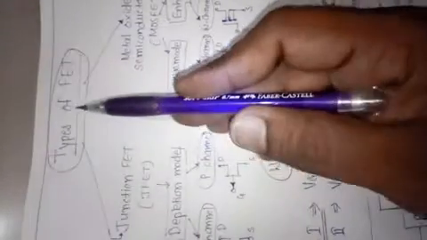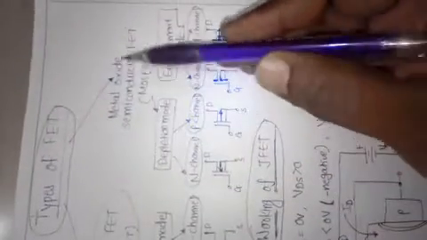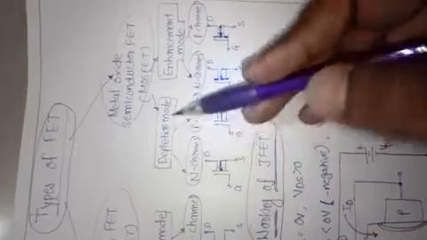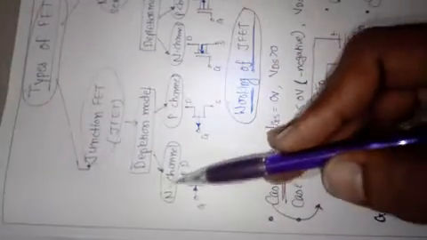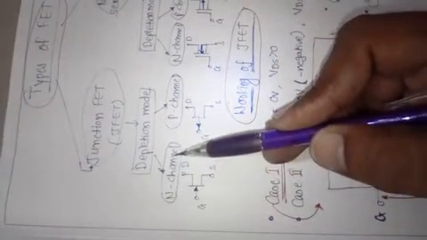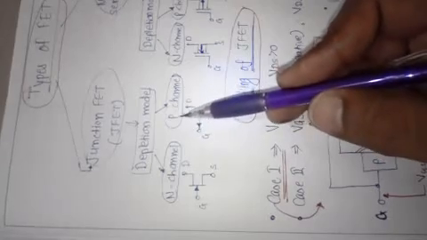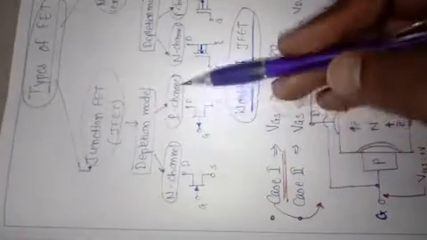Majorly there are two types of FETs. One is the junction field effect transistor and another one is the metal oxide semiconductor FET. Further they are divided into depletion mode as well as enhancement mode. Now in depletion mode, if the channel is n type, it is an n channel JFET. If the channel is p channel, then it is called a p channel JFET. Same way here, there are two categories: depletion mode and enhancement mode, each with n channel and p channel. This will be discussed in the next session.